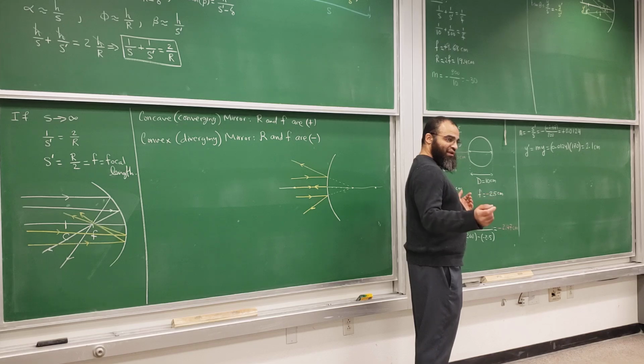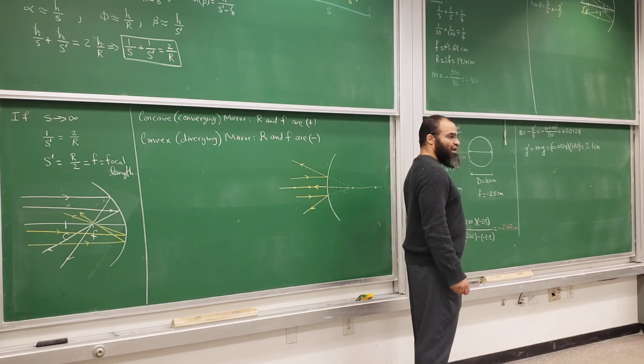If a mirror is diverging, then f is negative. If a mirror is converging, then f is positive.